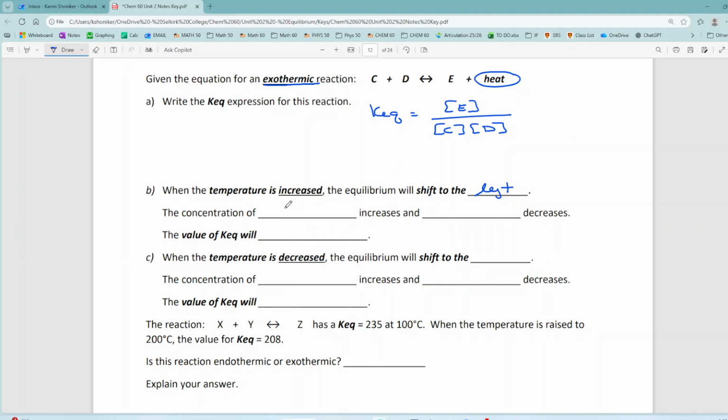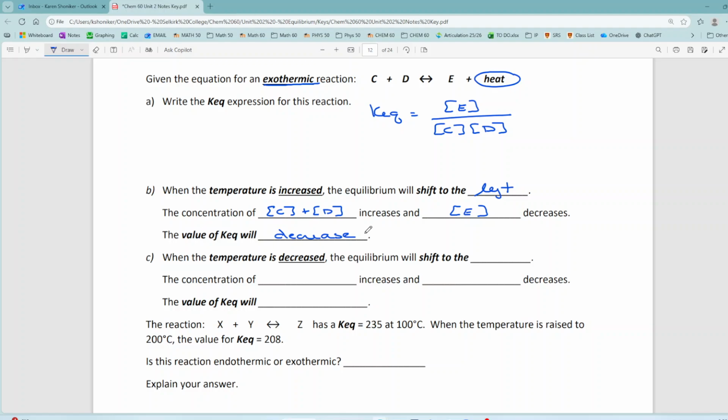The concentration of the reactants, now you can either put reactants here or you can put C and D. I kind of designed this either way. So the concentration of C and D, which are your reactants, would increase, and the concentration of E would decrease. Now, because we're decreasing the concentration of the product and increasing the concentration of the reactant, what would happen to your KEQ? Well, your KEQ will decrease.